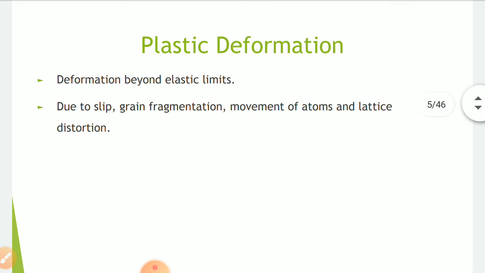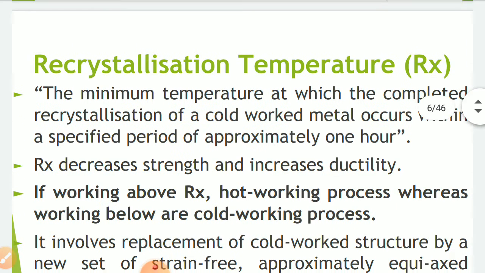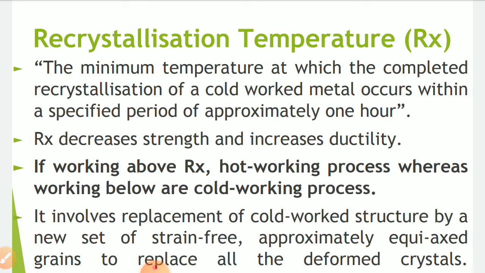Now in forming process, it's well known that we are going to change the form. So if you're going to change the form, then you must have gone plastic deformation. So plastic deformation is the deformation which is beyond elastic limit, and due to slip or grain fragmentation or movements in the grains or atoms and lattice distortion, we get the plastic deformation. Now here is the term that will differentiate between hot and cold forming process. So it is the recrystallization temperature.